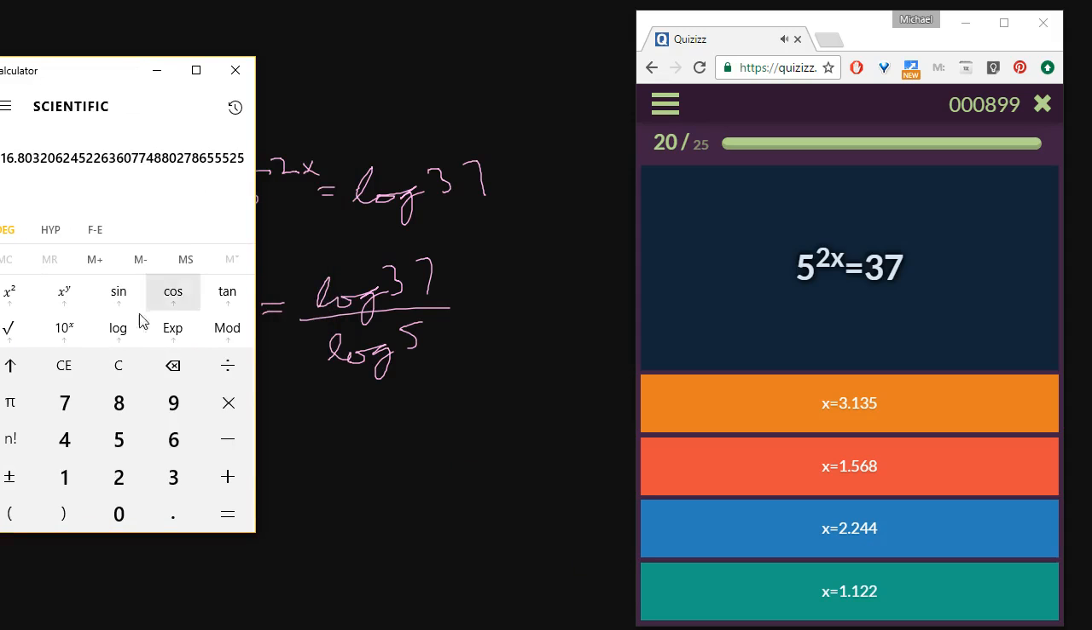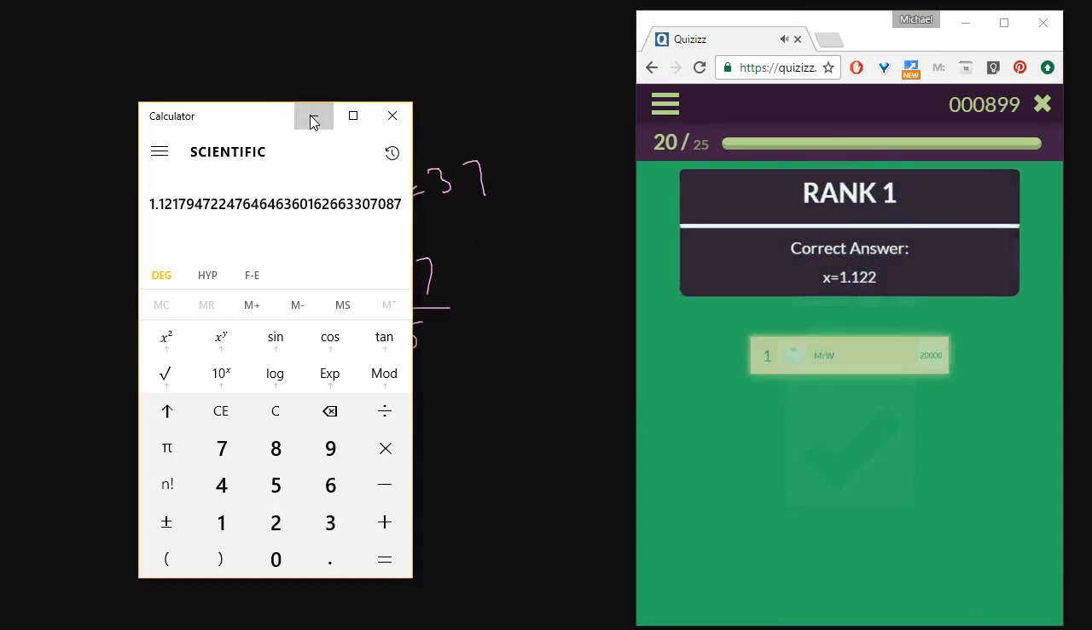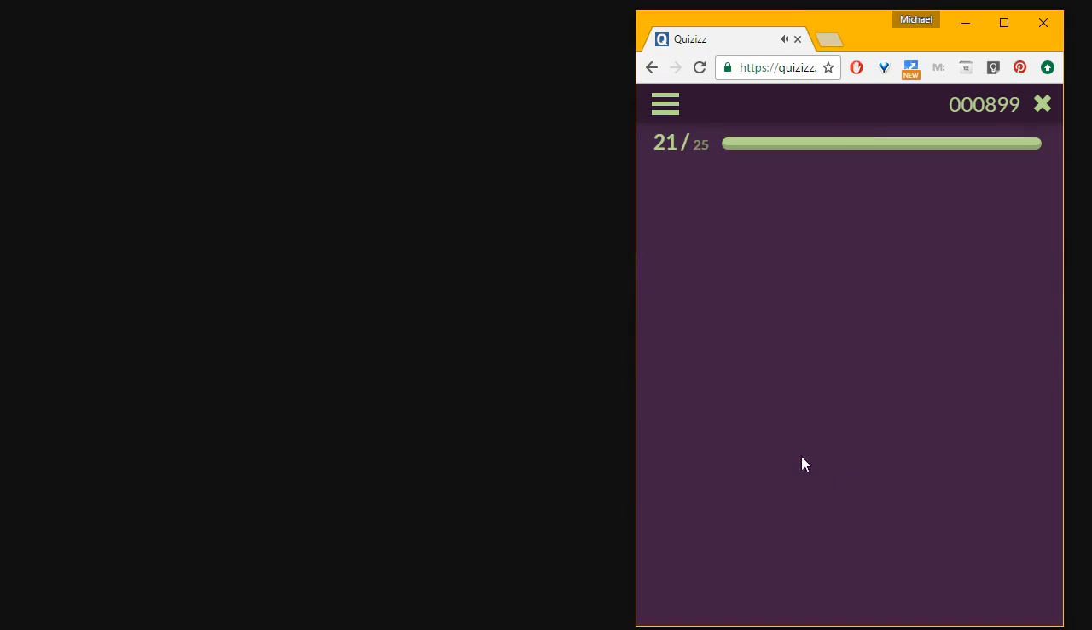So log of 37 divided by log of 5 equals, and then we divide that number by 2. And that gets us 1.12, which looks an awful lot like this guy over here. Hey, not bad, not bad. All right, let's see what the next one is. Oh, I may have just accidentally clicked on one. I may have ripped you guys off. Let's try again.